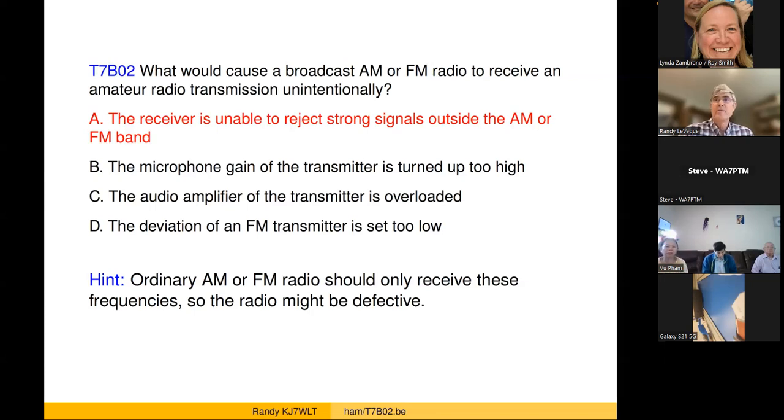So maybe it's a problem with your radio. You should have your radio checked out if you're unintentionally receiving ham radio transmissions on it. Or if your neighbor complains that they are, then you might want to suggest that they have their radio checked out.